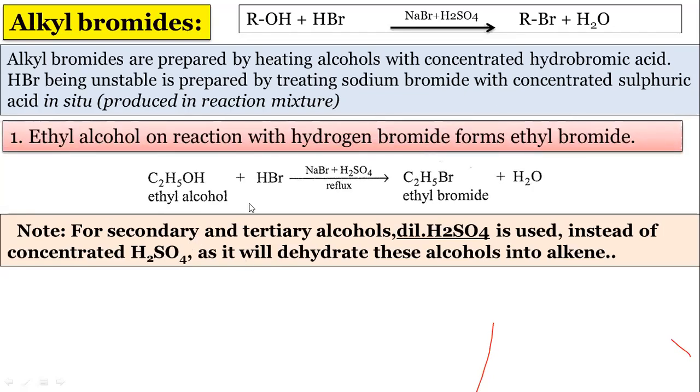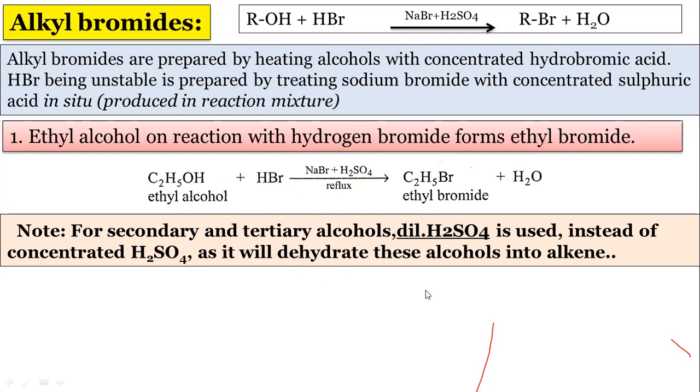See, one example is given here. Ethyl alcohol on reaction with hydrogen bromide. Always remember this HBr is prepared by using NaBr and H2SO4 in situ at the time of reaction mixture. So HBr being unstable, it is prepared in the reaction mixture. In the last example, we already saw HCl is stable, so it is not prepared in situ, but HBr is prepared in situ, and we get C2H5Br. This OH is replaced with Br. Ethyl alcohol to ethyl bromide.